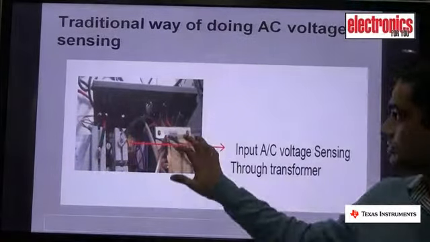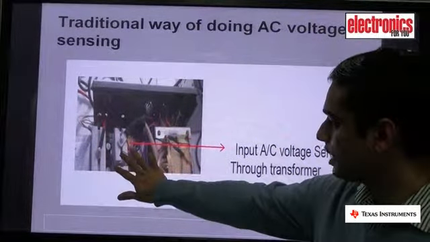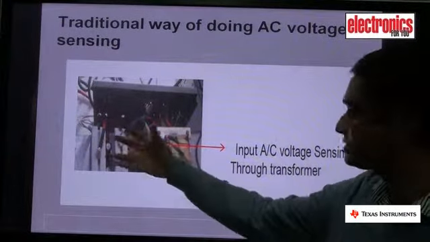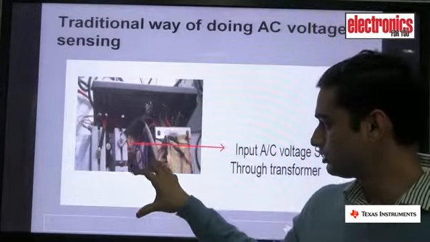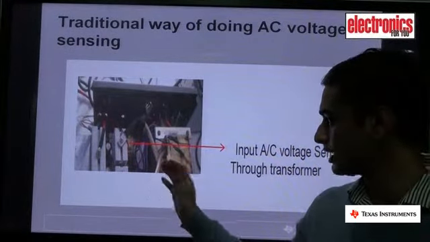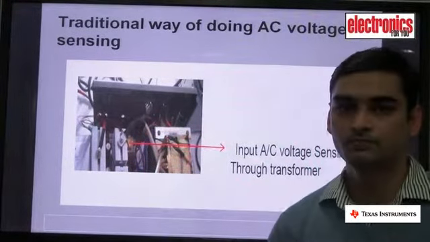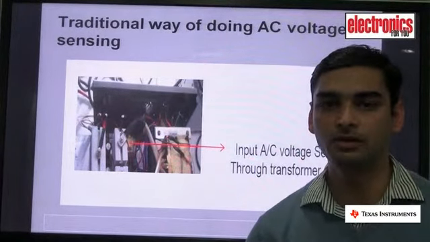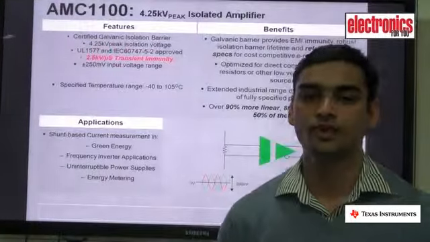So here you can see the traditional way of doing AC voltage sensing. A small step down transformer which operates at 50 Hz is used to sense the AC line voltage. This transformer is not only bulky, but it consumes a lot of space on your board. Also after aging, its linearity, performance and accuracy degrade. So is there any way by which we can address this issue? Yes, there is. In the market there are many isolation amplifiers available which can be used to do AC voltage and AC current sensing.